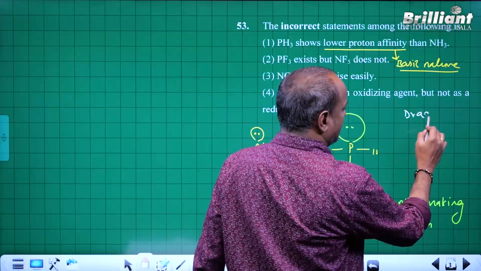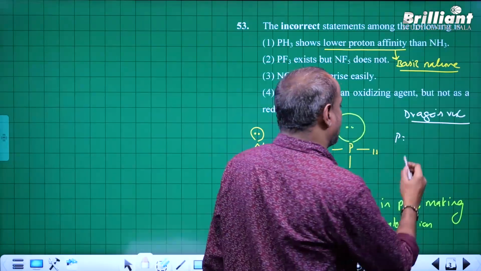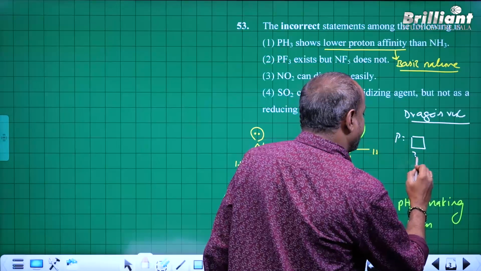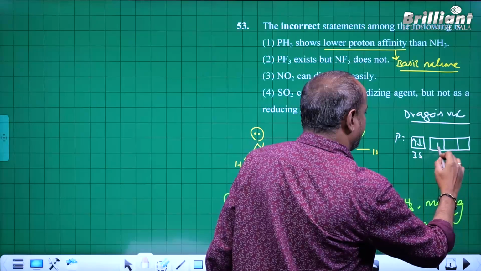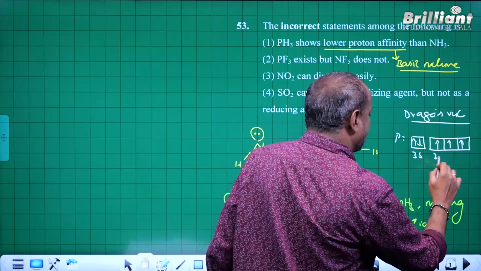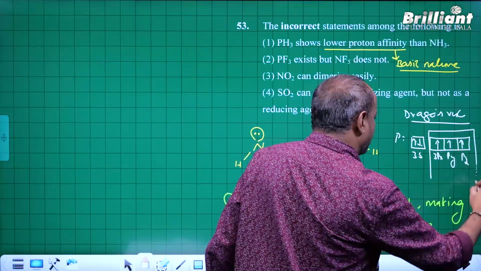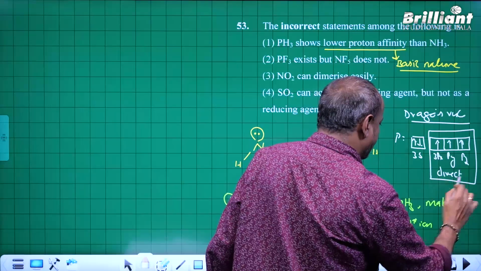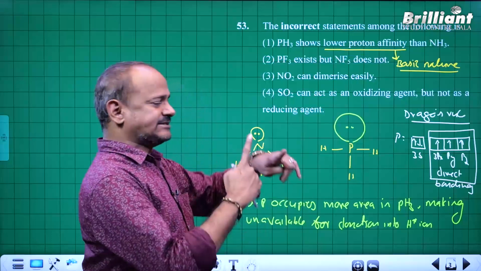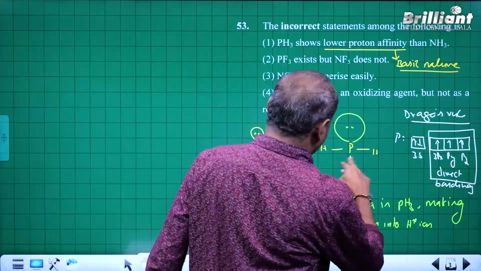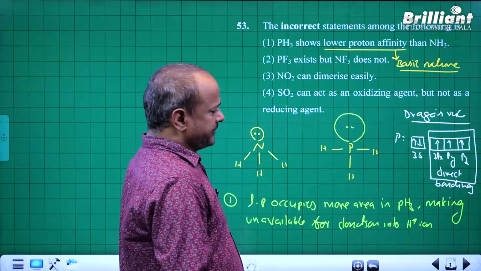Second reason, Drago's rule. Phosphorus has atomic number 15, and its configuration is 3s2 3p3. These 3p3 electrons, that is px, py, pz, take part directly in bond formation without hybridization. Directly bonding, px, py, pz are at 90 degrees. That's why this angle is nearly 92.8 degrees, due to small repulsion of the bond pairs. So that is one reason.